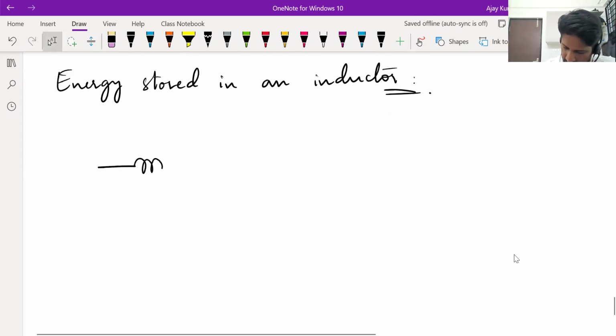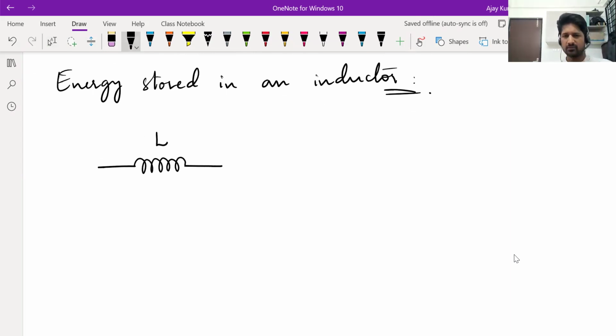Consider an inductor like this. Assume initially there is no current. If there's no current, there's no magnetic field, there is no energy in the inductor. When I is 0, energy in the inductor is also 0. L stands for inductor. Suppose current slowly increases, then the magnetic field increases, and depending on the amount of current, there is a certain magnetic field, there is a certain energy present.